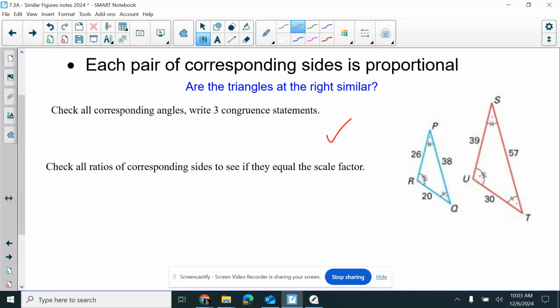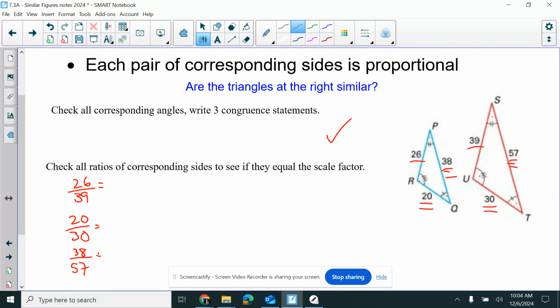In order to do that, you just have to make sure you start from the same shape each time. You match up the matching sides and create a fraction. So 26 matches up with 39, so I'm going to do 26 over 39. 20 matches up with 30, so I'm going to do 20 over 30. And then 38 over 57, because those are corresponding or matching sides.